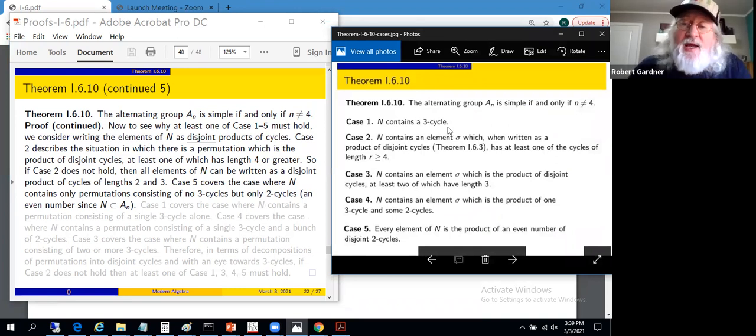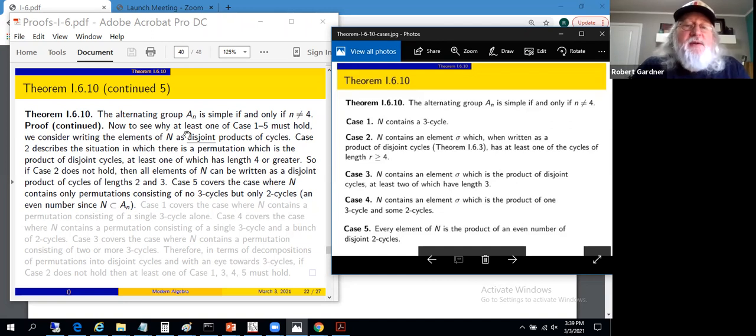It was 3 cycles, cycles of length 4 or greater, 3 cycles and 2 cycles, 1 3 cycle and 2 cycles. What do we have up here? 2 3 cycles or something. Let's see if we covered all the possible cases for the permutations.